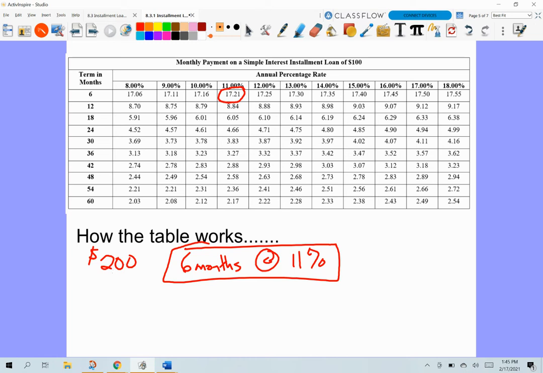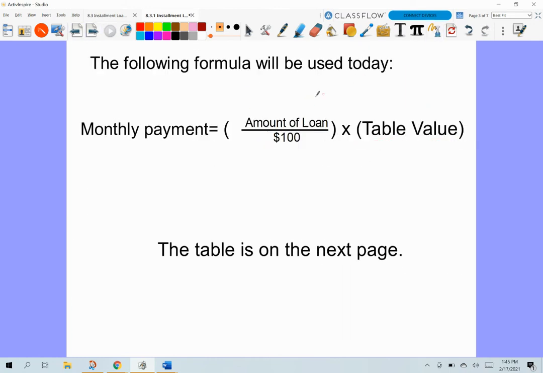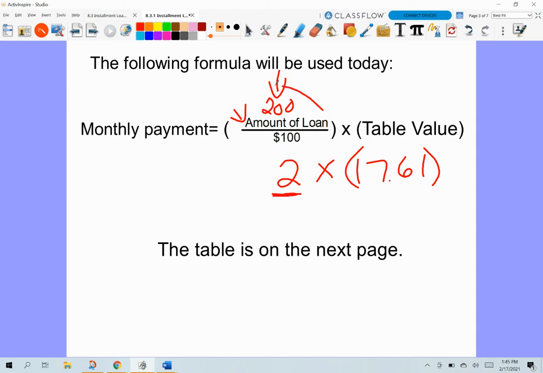So I'll go back and highlight that formula again. The formula says take the amount of your loan, in this case $200, and divide it by 100. Well, that's pretty simple. 200 divided by 100 is 2. So we're going to take 2 times that dollar amount, 17.21. Well, this was for $100, so if I double that, that's the payment for $200. This chunk right here is calculating the multiplier of our table value.